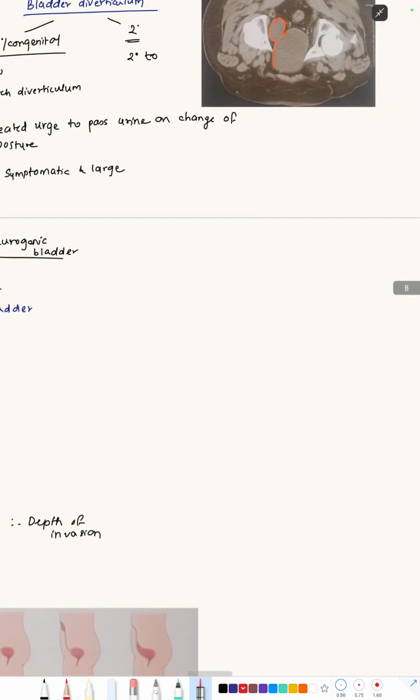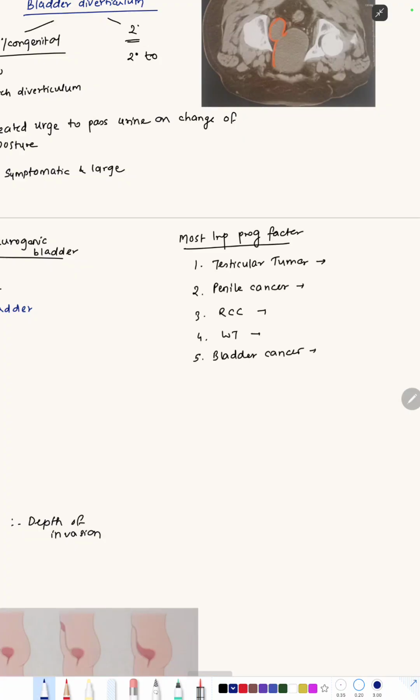So if we now compare all the important prognostic factors for different cancers: for the testicular tumor, it was the staging of the tumor that was important, and for penile cancer, it was the lymph node status that was the most important prognostic factor. For renal cell carcinoma, again it is going to be the staging. For Wilms tumor, on histopathological examination, the blastemal component: the more the blastemal component, the poorer the prognosis. And for bladder cancer, again it is going to be the depth of invasion or the T stage, right? So these are the different prognostic factors.